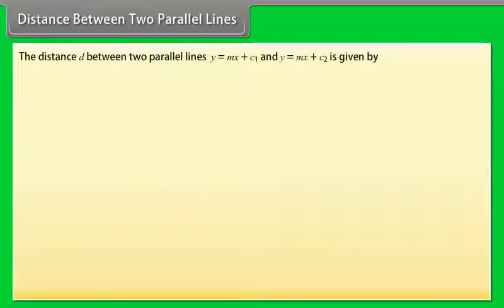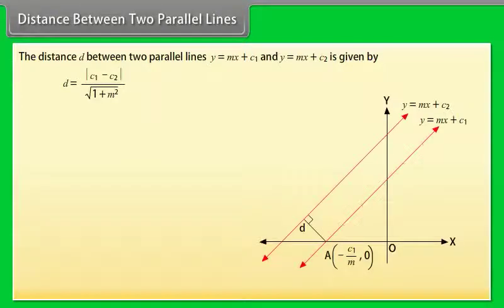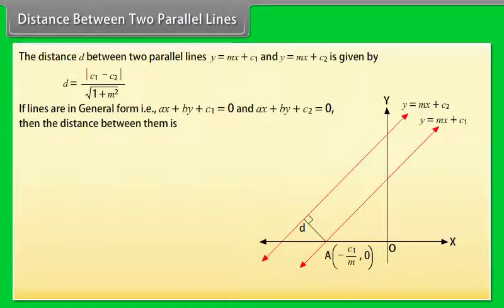Distance between two parallel lines. The distance d between two parallel lines y = mx + c1 and y = mx + c2 is given by d = |c1 - c2| / square root of (1 + m²). If lines are in general form, that is ax + by + c1 = 0 and ax + by + c2 = 0, then the distance between them is d = |c1 - c2| / square root of (a² + b²).